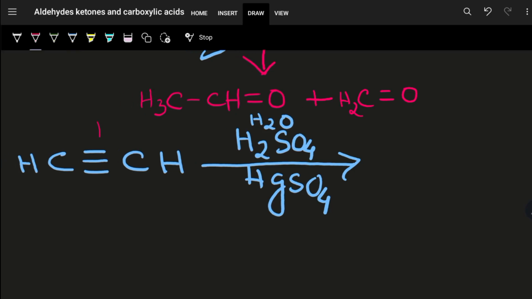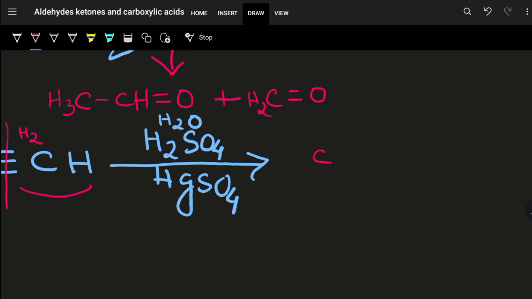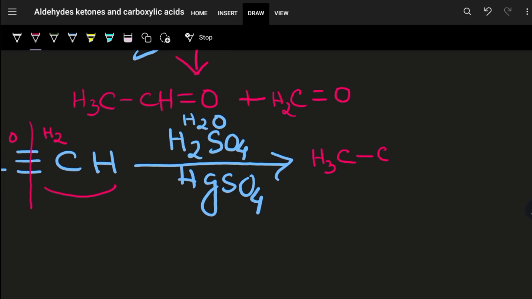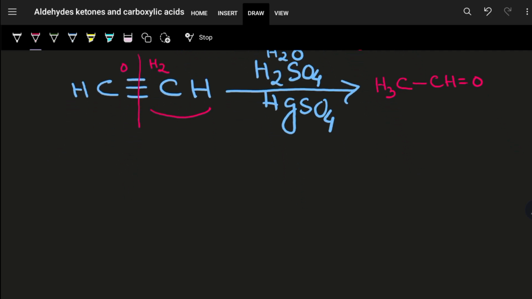Here remember that you are going to add it in OH2 manner. So this side I had CH. Now adding OH, H to it, I will get a CH3 and a single bond CH double bonded O. This is what I said. So this is a symmetrical alkyne.